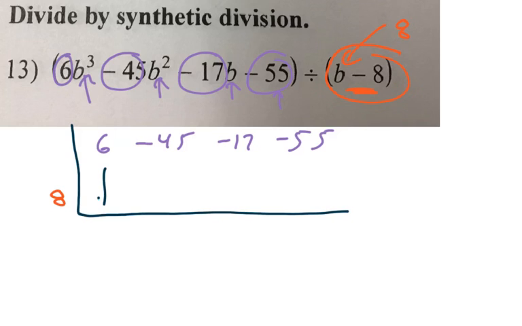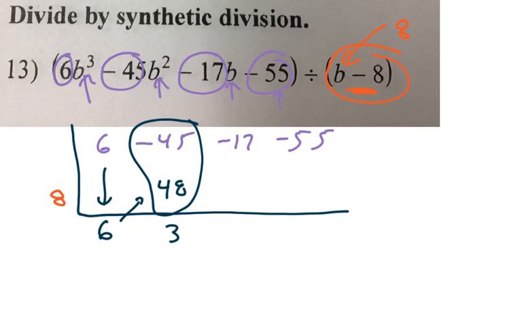You just bring down the first number. You're going to multiply here. 6 times 8 is 48. You bring it up here. Now you're going to put these together. What's 48 and negative 45? That's a positive 3. We do it again. What's 8 times 3? 8 times 3 is 24. What's 24 minus 17? A 7.